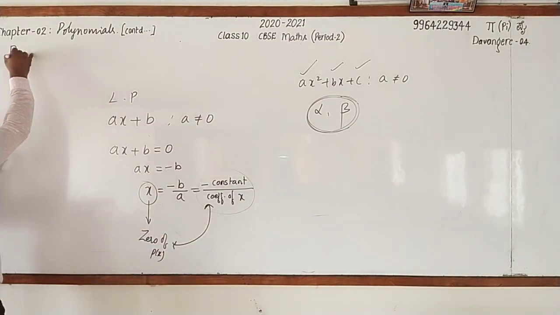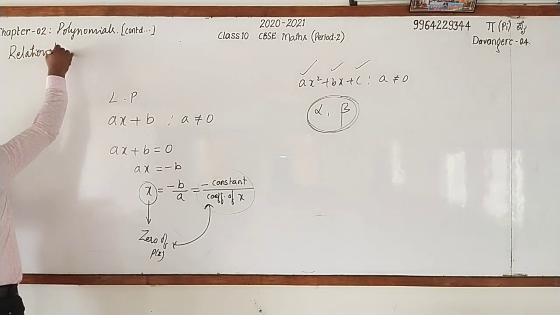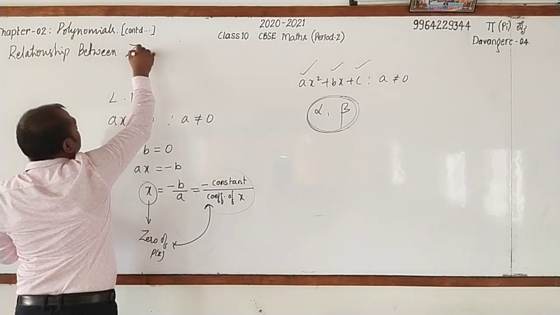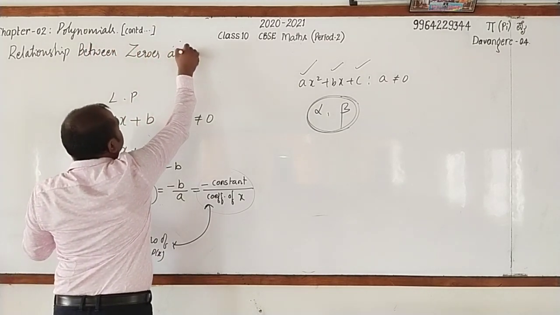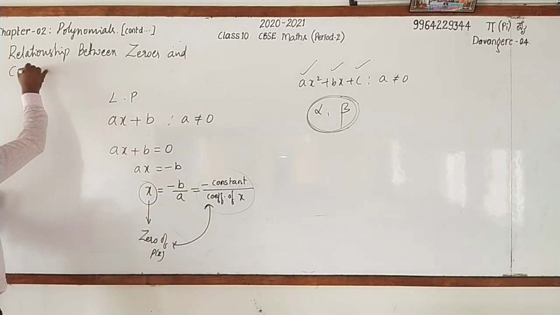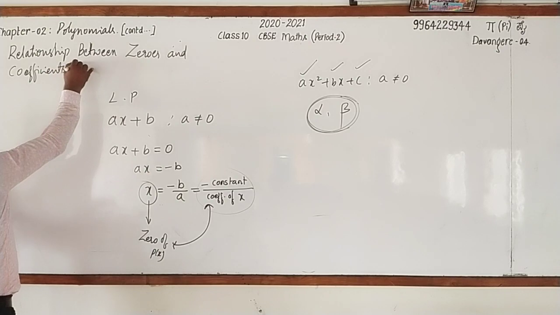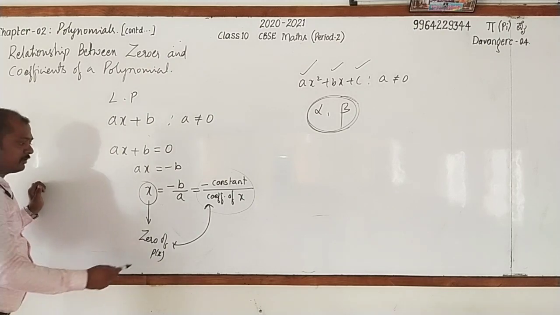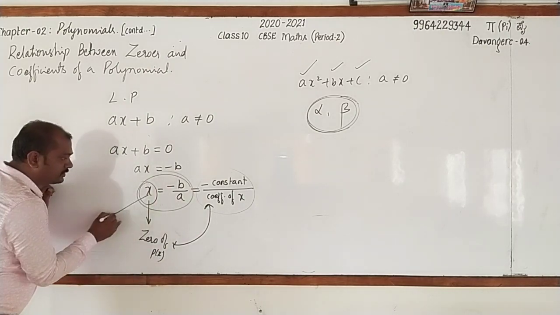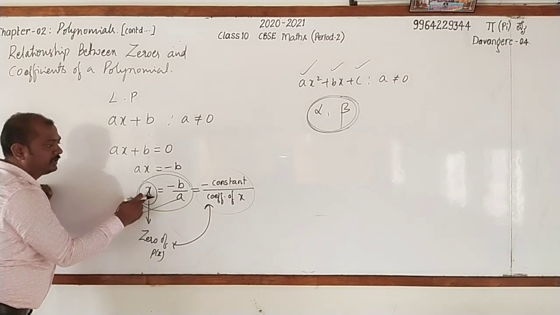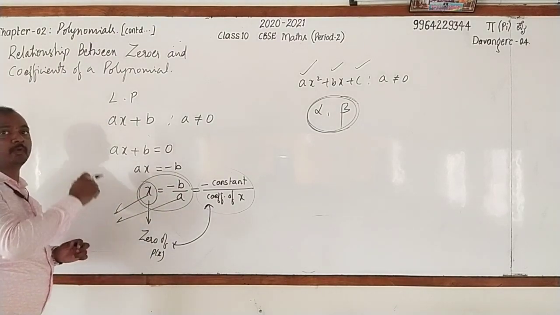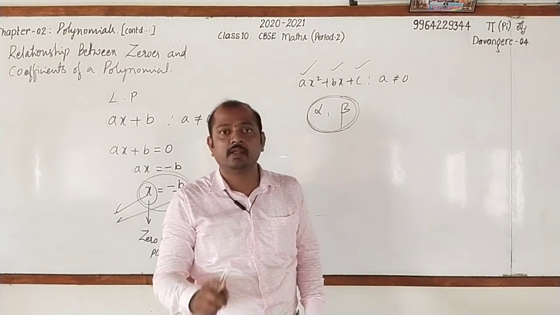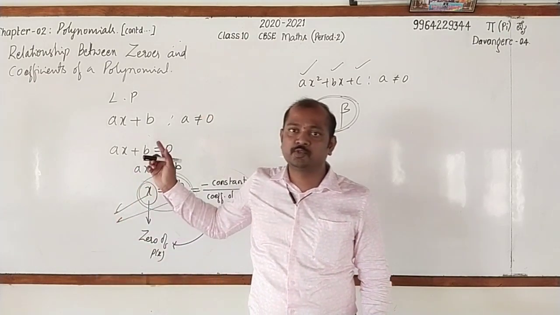What? Relationship between zeros and coefficients of a polynomial. Just we have come to know the relationship between zeros and coefficient of a linear polynomial, x equal to minus b by a. What about with respect to a quadratic polynomial? That's why I told you this part is very interesting. Let's go for discussing this part in tomorrow's class.